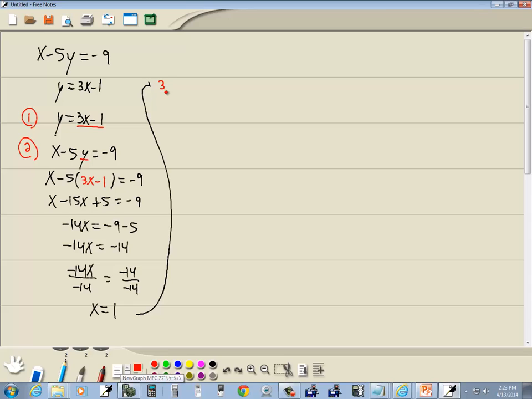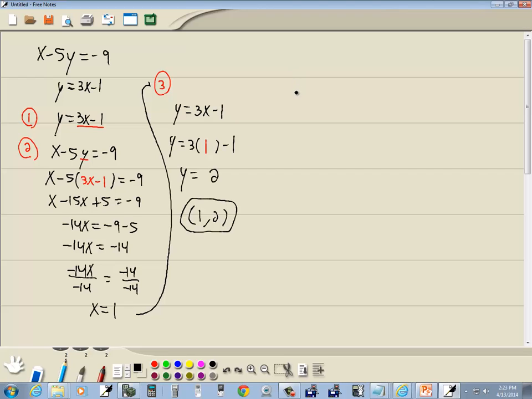Now step 3. We want to plug that back into the equation from step 1 and solve. Well, the equation from step 1 says y is equal to 3x minus 1. And we just said that x was equal to 1. So we'll put 1 in for the x and solve it. 3 times 1 is 3, minus 1 is 2. So our answer will be (1, 2).